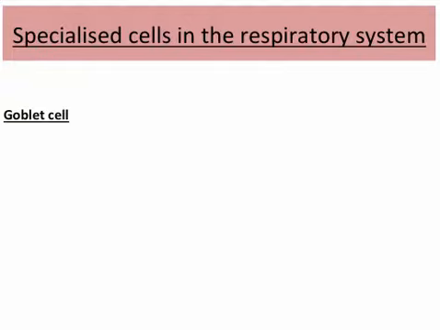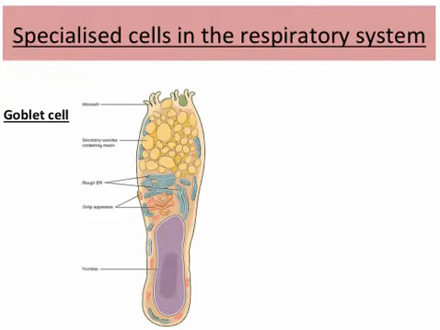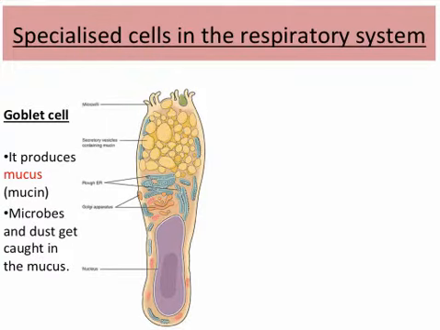Now we're going to look at two types of specialized cells that are in the respiratory system. Firstly, we've got the goblet cell. The function of this cell is to produce mucus. Mucus is very important in your respiratory system because it traps microbes, bacteria, and dust. This prevents infections within the lungs. The goblet cell produces lots and lots of mucus. You can see at the top here the mucus being released.